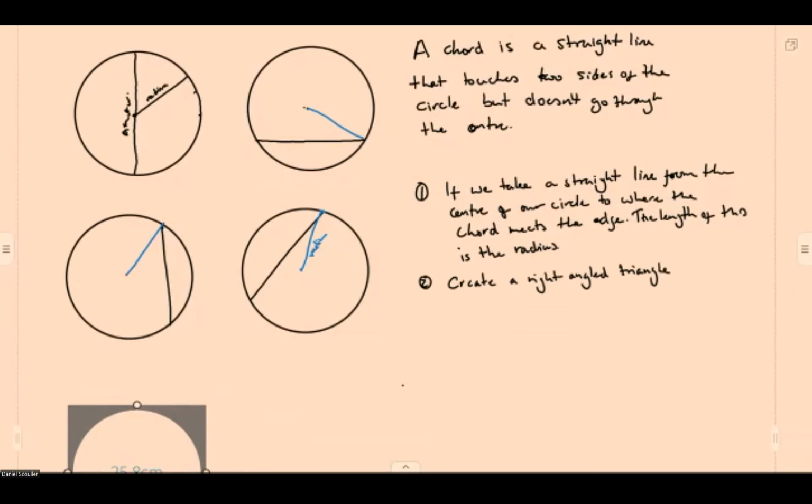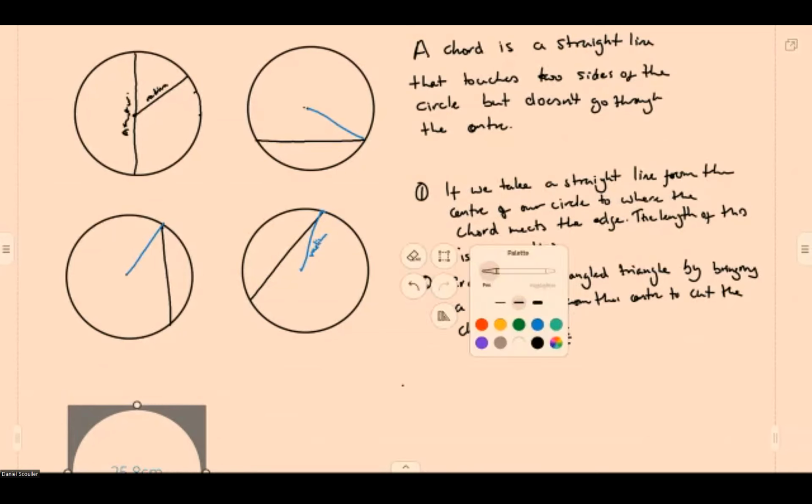Okay, so with a right angle triangle, we can use Pythagoras. So create a right angle triangle by bringing a straight line from the centre to cut the chord in half. Now, it's that half, okay, half the chord length is what we will use going forward.